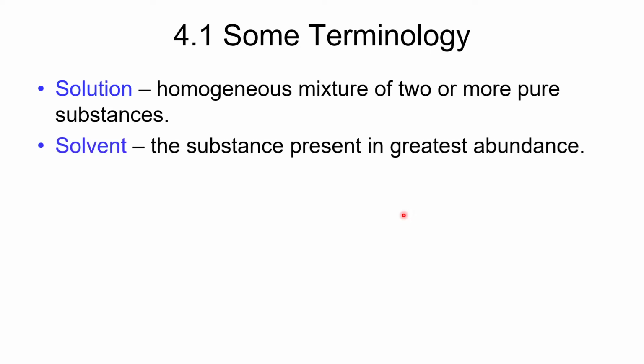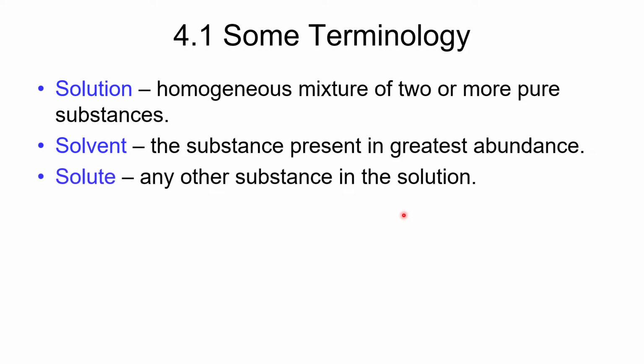A solvent is the substance that's there in the greatest amount. Now, that is sort of a working definition. You can sometimes have the solvent be there in a lesser amount. That is unusual, but it can happen. So, usually the solvent is there in the greatest abundance. Anything else, we're going to call the solutes. So any other substance we will call the solute.